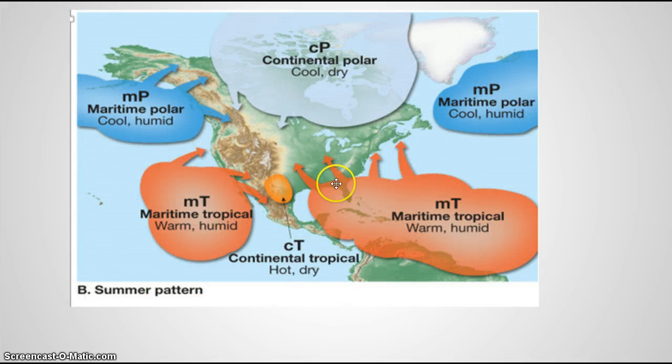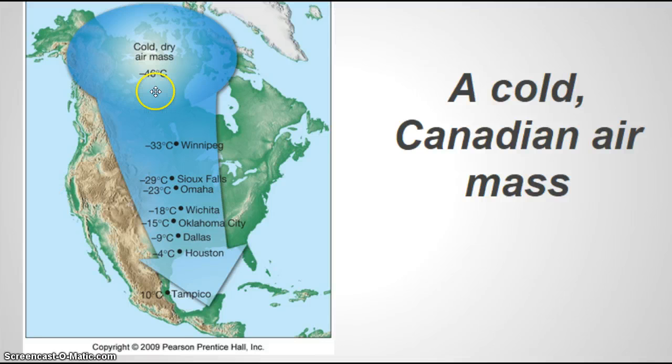And in the summer, we have the same groupings, but they just affect us a little bit differently. This is where we have maritime tropical coming into contact with continental polar. We have warm, humid air colliding with cool, dry air. And this is really the central plains, where they do their little dance, and that's how we get weather.